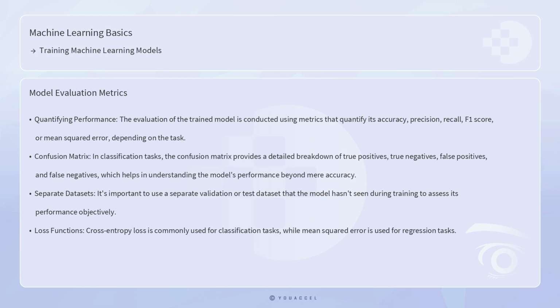The evaluation of the trained model is conducted using metrics that quantify its accuracy, precision, recall, F1 score, or mean squared error, depending on the task. For instance, in classification tasks, the confusion matrix provides a detailed breakdown of true positives, true negatives, false positives, and false negatives, which helps in understanding the model's performance beyond mere accuracy. It's also important to use a separate validation or test dataset that the model hasn't seen during training to assess its performance objectively. Cross-entropy loss is commonly used for classification tasks, while mean squared error is used for regression tasks.